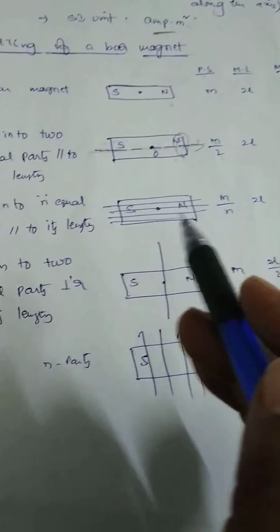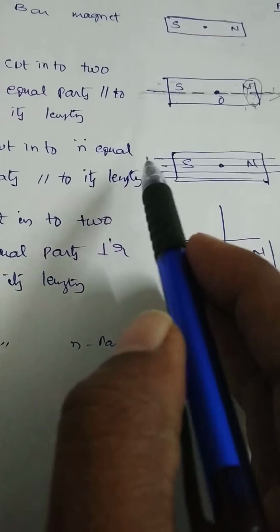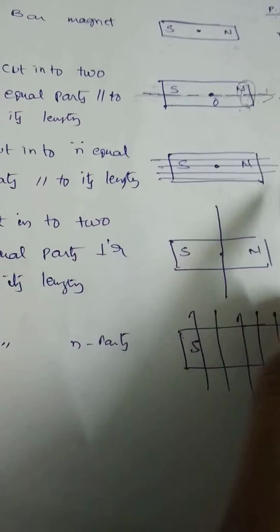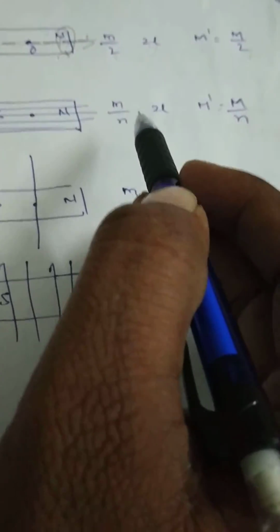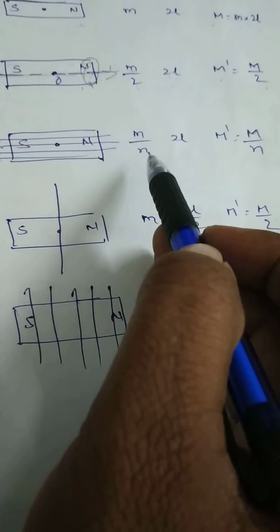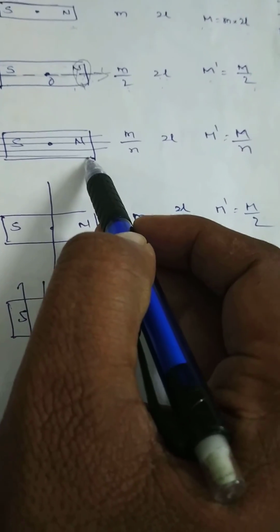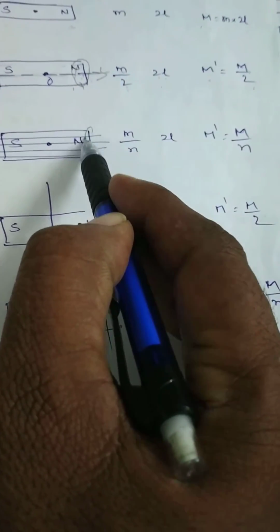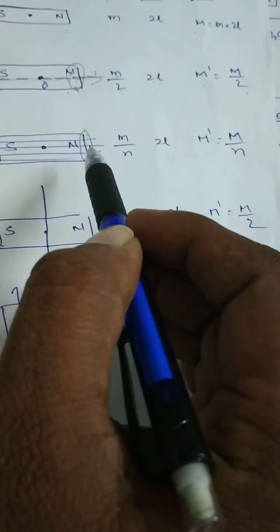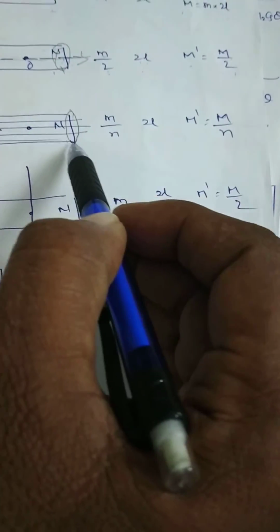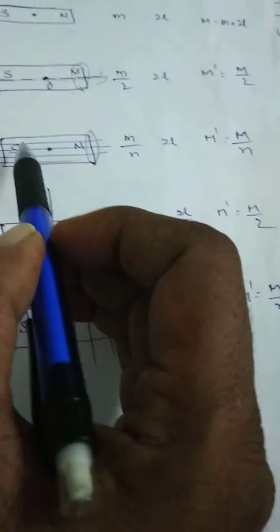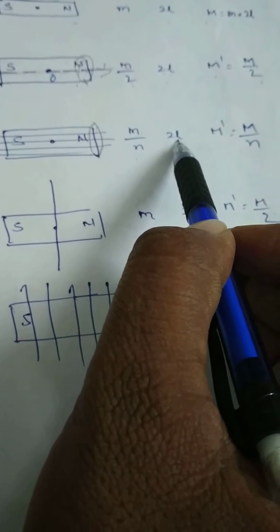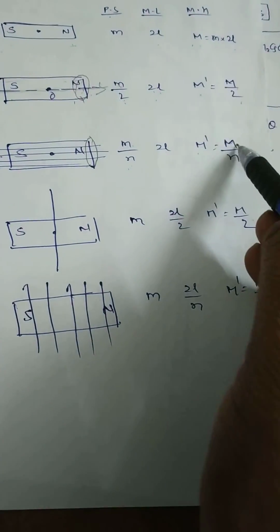In the same way, let the bar magnet be cut into n equal parts parallel to its length. The pole strength of each part is equal to m by n, because m is proportional to A. While the magnet is cut into n parts like this, the area of cross section becomes 1 by n times. The length of each part remains 2L. So the magnetic moment M dash is equal to M by n.